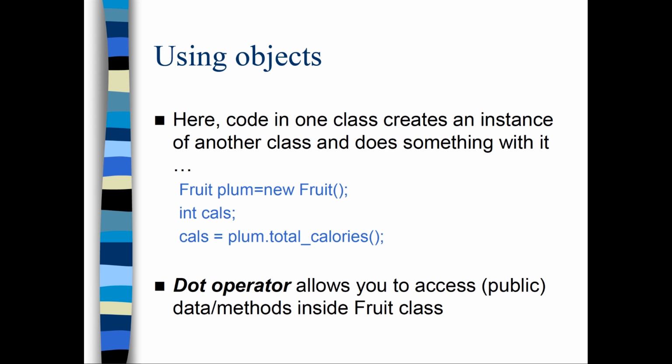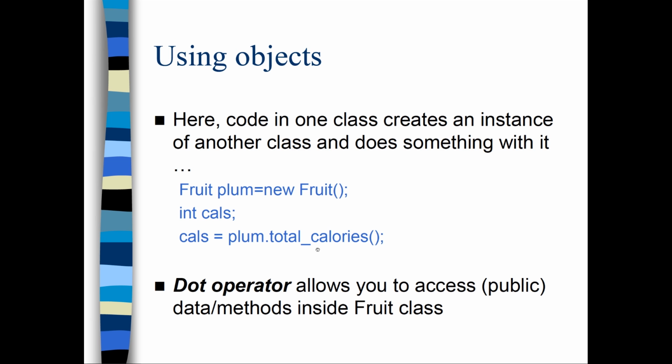So how do we use objects? Objects are nothing but instances of classes, and to declare an object we write it in this manner: class name, object name equal to new class name. The new operator allocates memory to that class. Whatever that class contains, maybe the data members, maybe the member functions, all the memory associated with them is allocated inside this plum object.